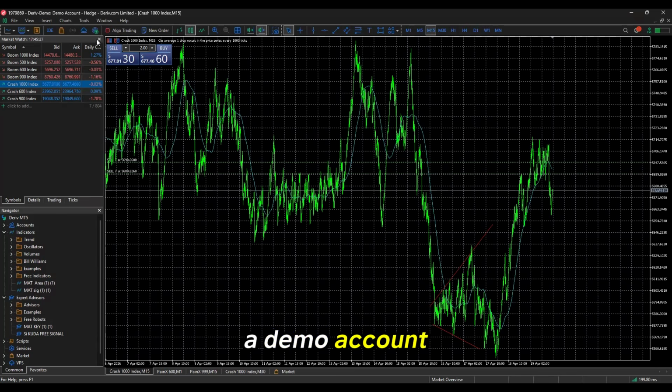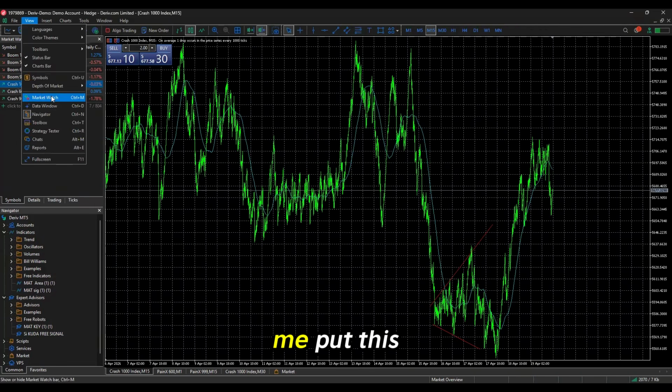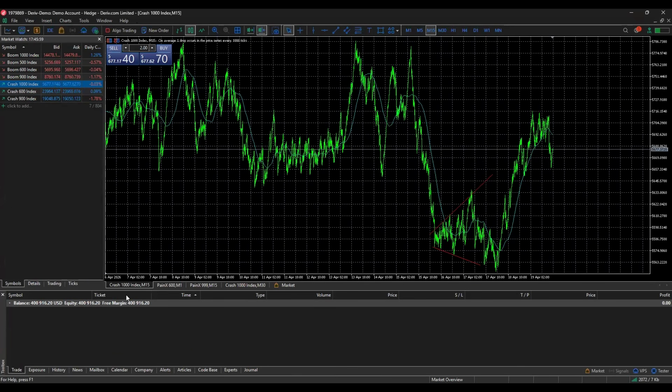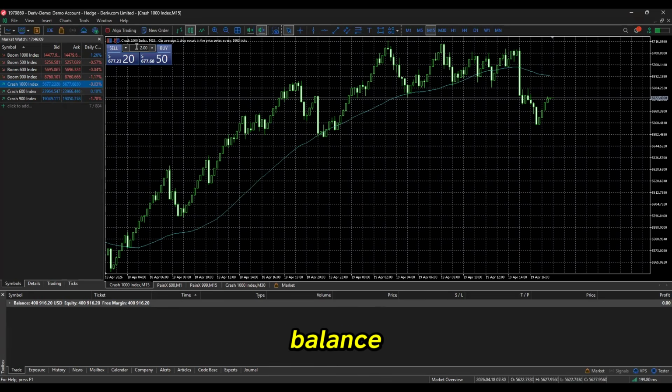Don't mind me, this is a demo account. Remember, when you're just starting, you need a demo account. When you're practicing your trades, you also need a demo account. So let me do this for us so that we understand what really goes on. Now, let me put this profit table here. So this being our demo account, you can see that this is a demo, right? And it's giving us a balance of 400,000. This is demo balance, it's not real money.